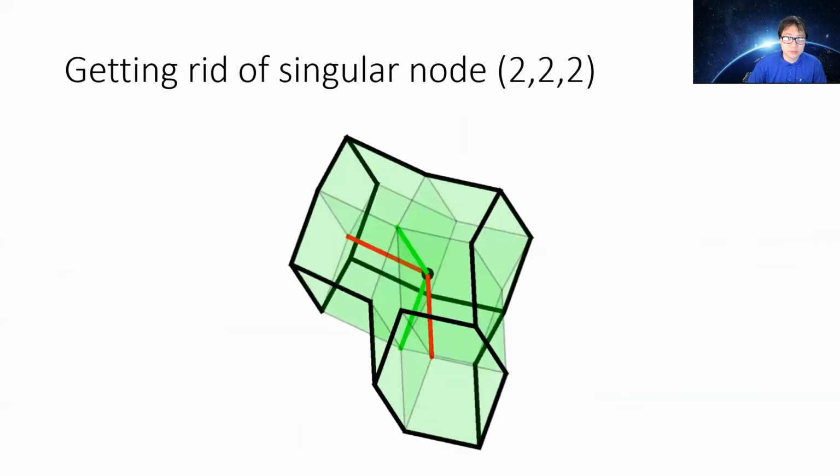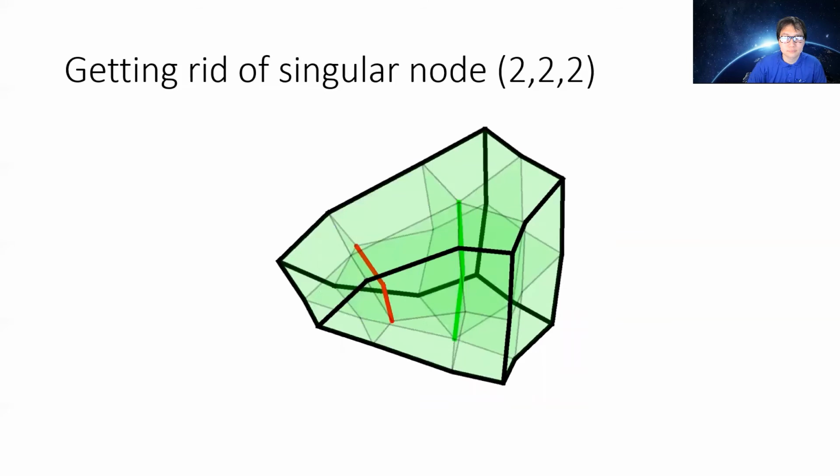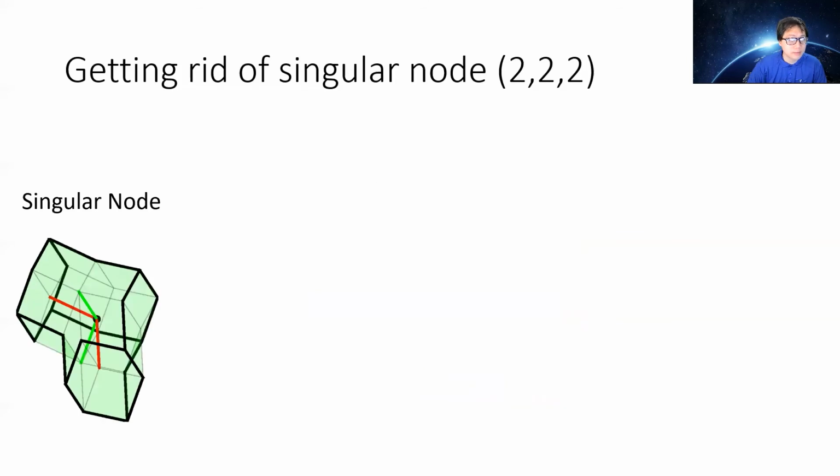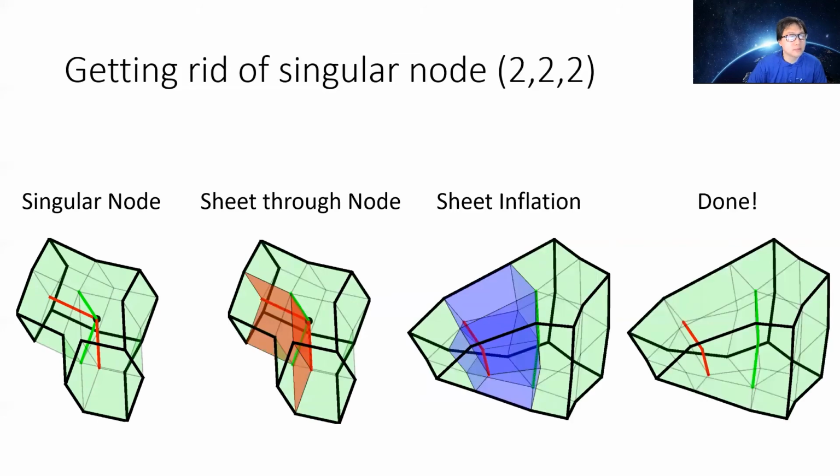One more example, this time there's color coding. The red edges are valence 3 singular edges, while green edges are valence 5. And the same exact process works again. First, you find a sheet, inflate it, and that's it. Now the two singular curves are separated.